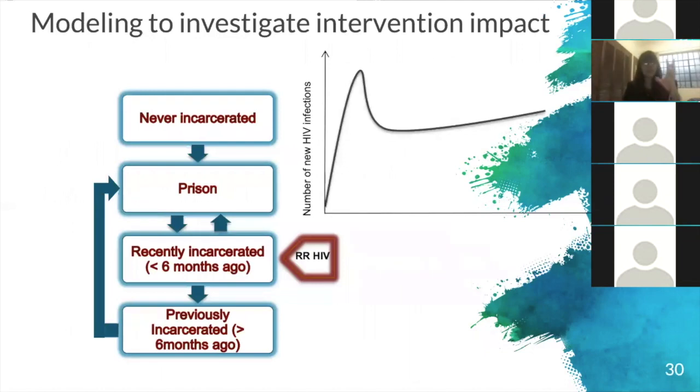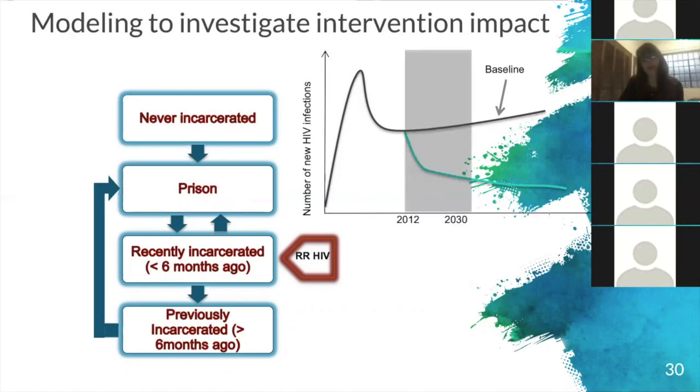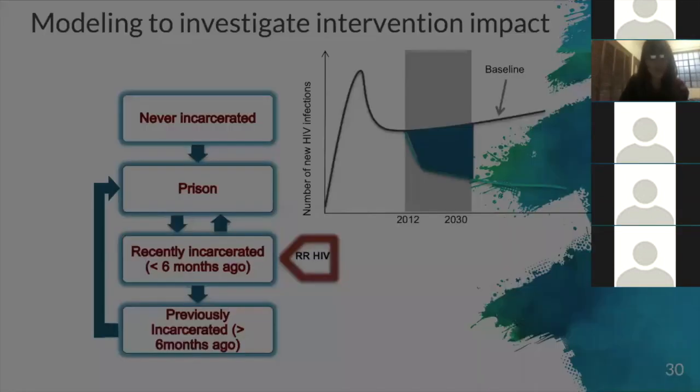And so this is just to show you how incarceration was represented in the model and how the increased risk of HIV for those recently incarcerated was represented. And the goal was to look at by how much providing these services in prison could reduce HIV infections among the entire population of people who inject drugs in Tijuana over the 2012-2030 period. Sorry, that's wrong. It should be, I think, 2020.